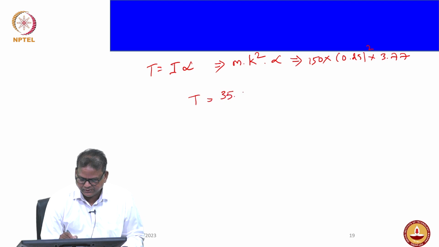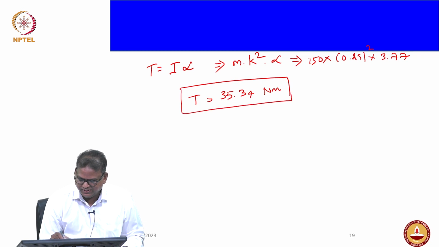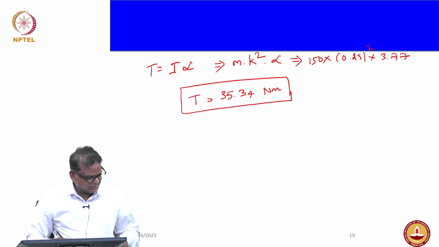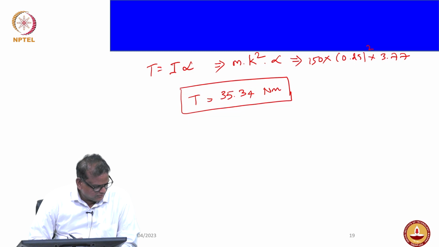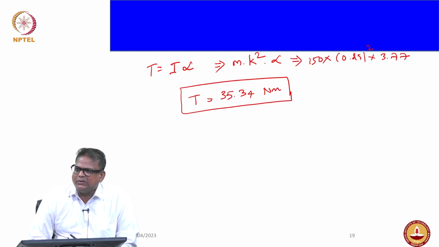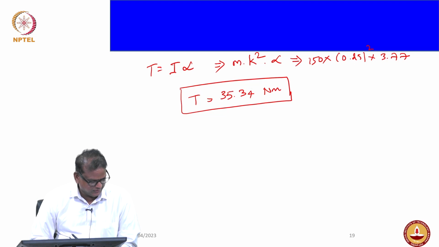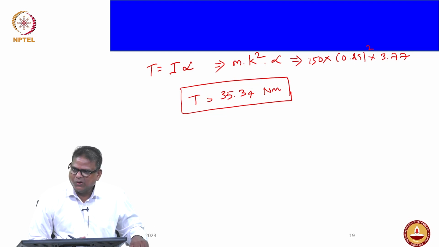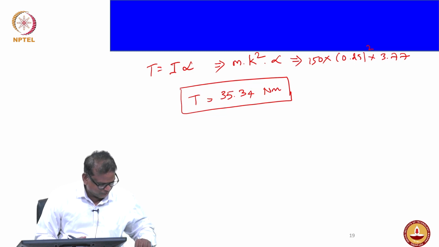35.34, excellent. 35.34 Newton meter. So, we got the torque straight away. Now the condition is we need to find out the dimensions, and also the clamping force. All that information is there. So, you have to use the uniform wear theory.